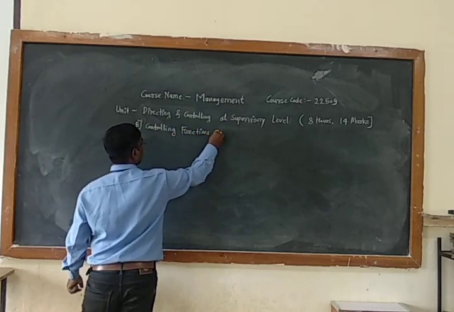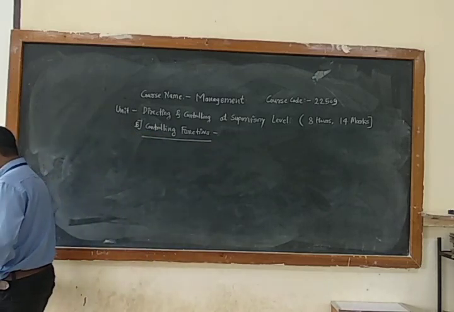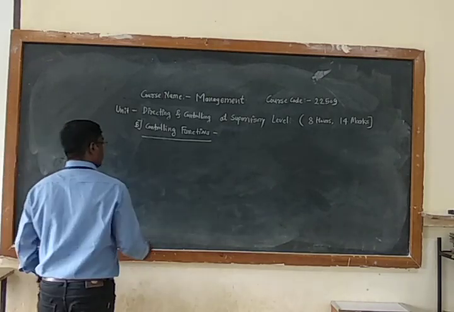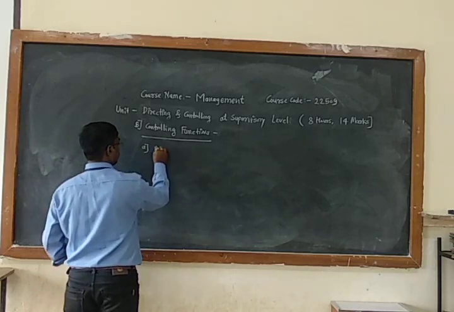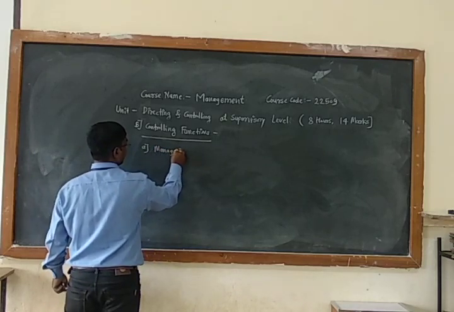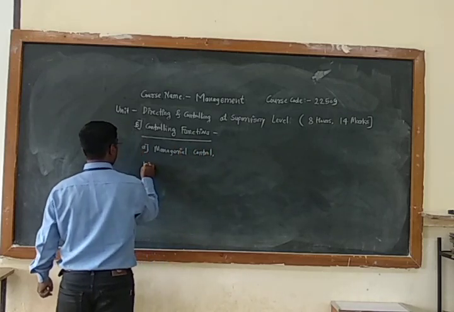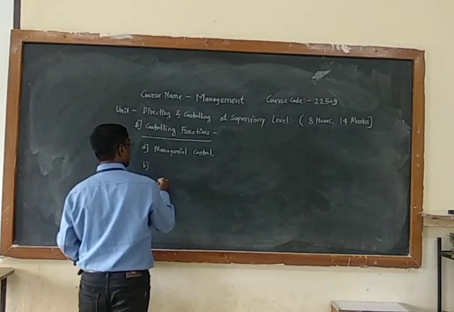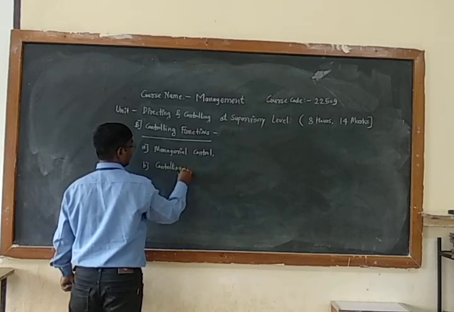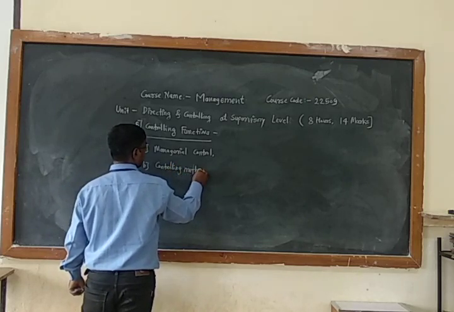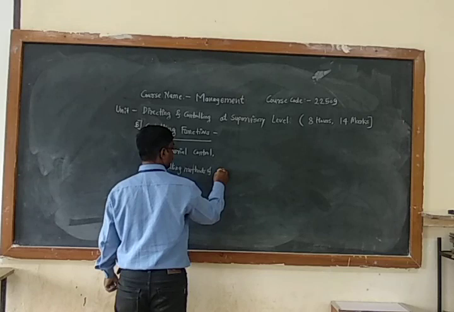Second part, that is controlling function. So it should be having the first one, the managerial control, and the second one, that is controlling methods of processes.